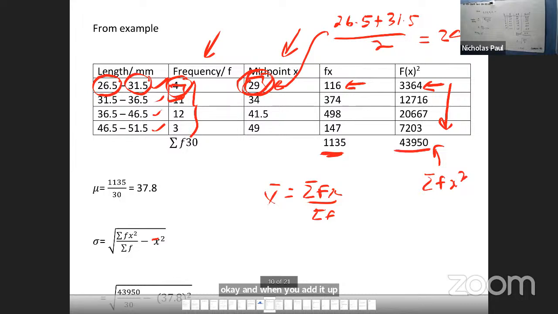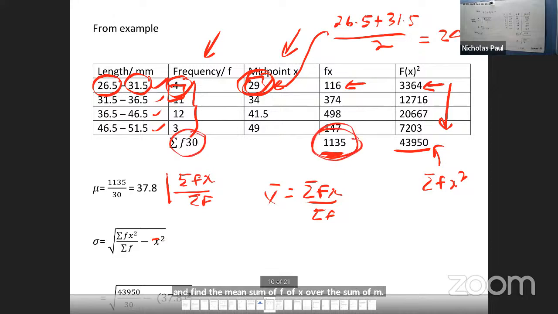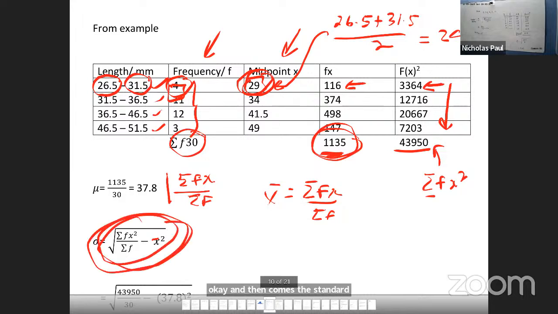So 43,950 is the sum of f of x squared. And it does. Once you do this, go to your table now and go to your formulas now and find the mean, the sum of f of x over the sum of f. And then come to standard deviation. Plug in sum of f of x squared here, plug in your mean, and plug in your f. And you are done.